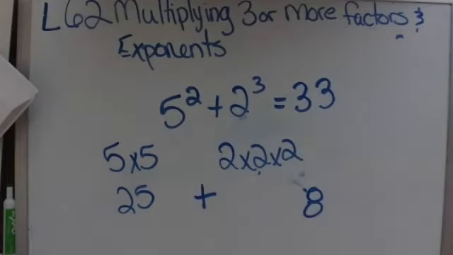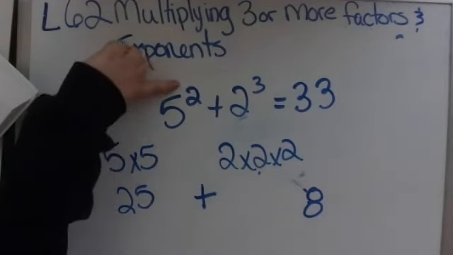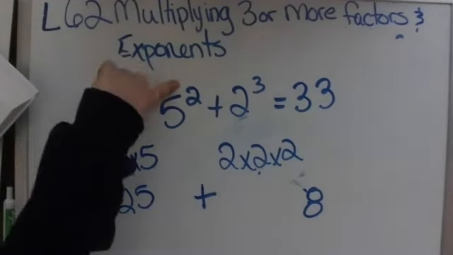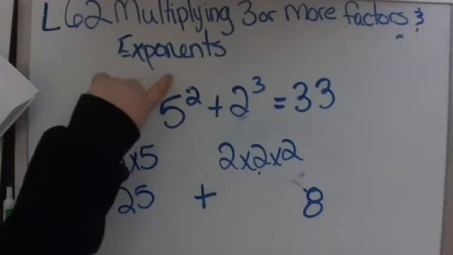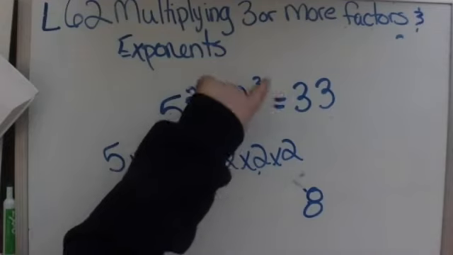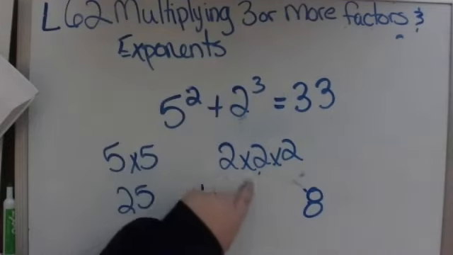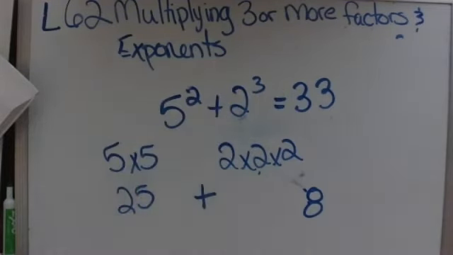So that's what exponents are. Remember, your exponent tells you how many times you multiply the base by itself. So 2 5s, 3 2s. That's what the exponents do. That is lesson 62, multiplying 3 or more factors and exponents.